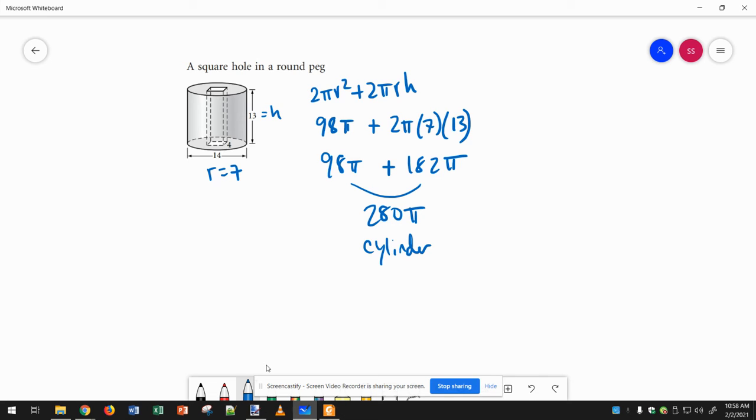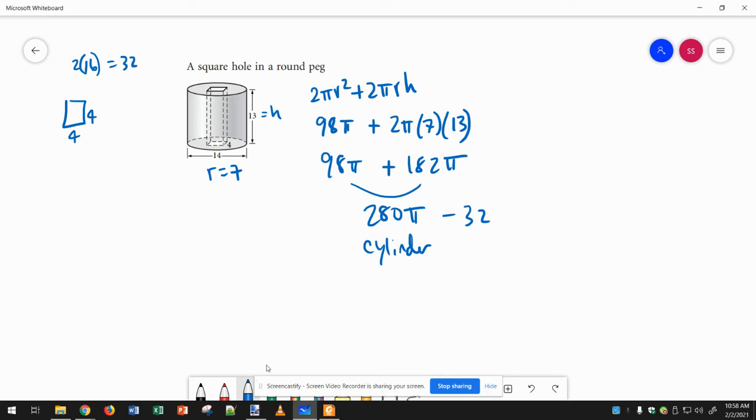Now we've got this square hole, so it goes through the bottom and the top. So we're going to subtract, let's subtract those squares, and they're 4 by 4. So each square is going to be 16. There's 2 of them. So that's 32. We're going to subtract 32.